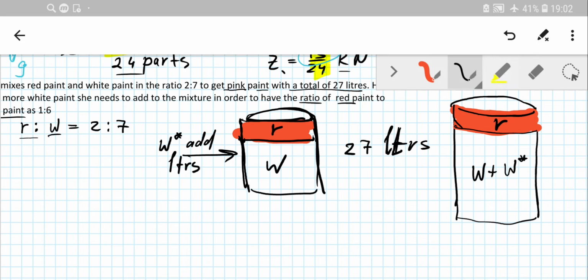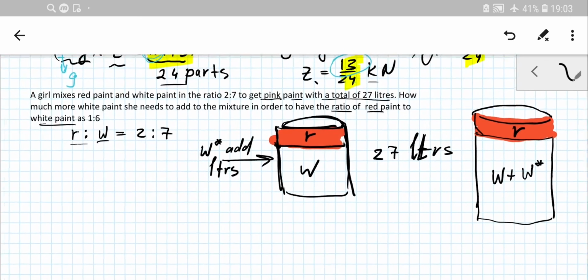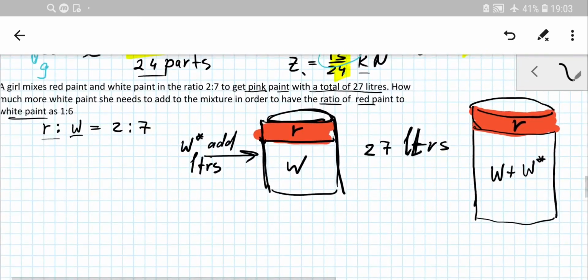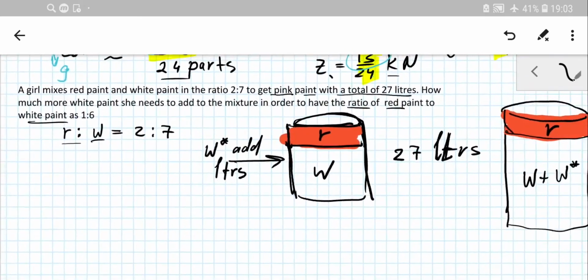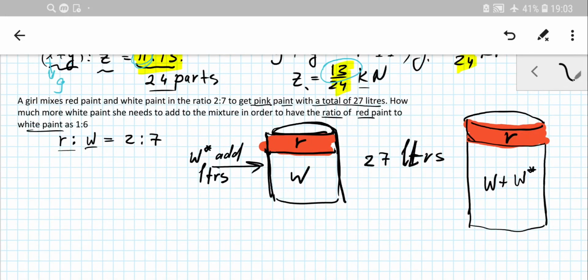Okay. And of course you don't know how many liters she will have in the end. But look, what is actually happening? If you know red, and the ratio of red paint to white paint, so red to this expression is going to be 1:6. Okay, so the final goal is to find this extra white, so like sort of y star after adding.